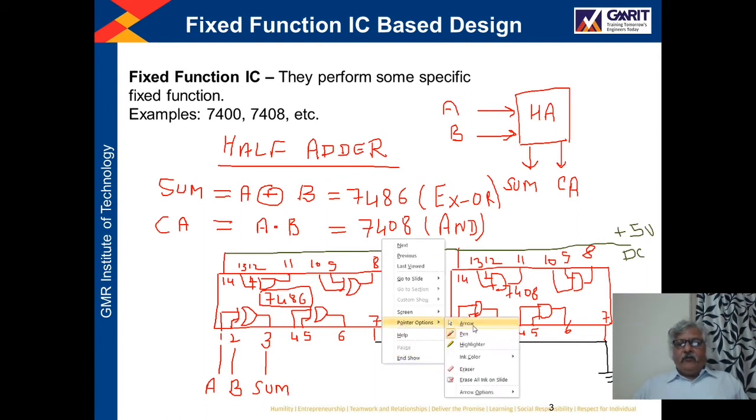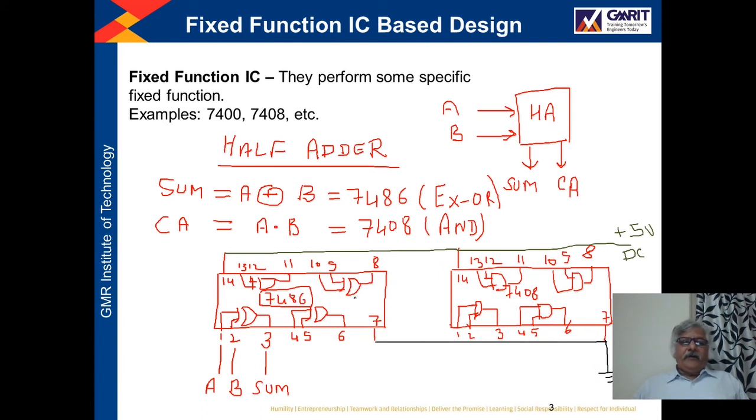Now for implementing, we will change the color. Okay. Now for implementing carry logic, the expression for carry logic is A dot B. So we require now AND gate logic. So 7408, in this IC there are 4 AND gates. So he can select any one of the AND gate. So let us assume he has selected this AND gate which is having input 4 and 5. So these inputs should be connected to A and B.